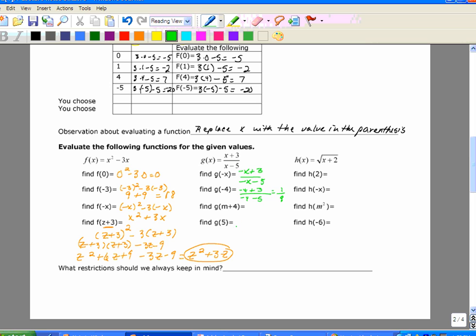I'm running out of room here, so we'll just jump down to g of 5, which would be 5 plus 3 over 5 minus 5, which is 8 over 0. Aha, got a problem. Do you remember the rule whenever you have division by 0? It's undefined. So keep that in mind. Restrictions we should always keep in mind. Can't have division by 0.